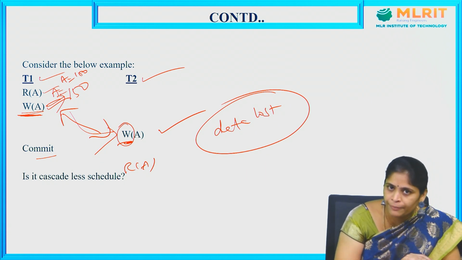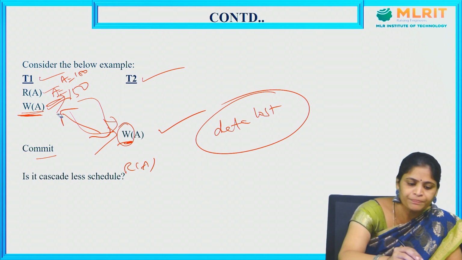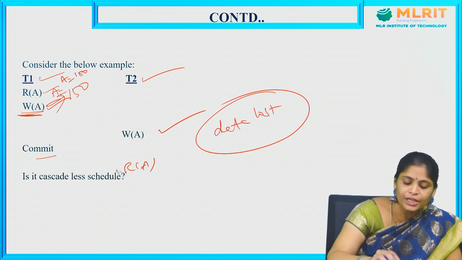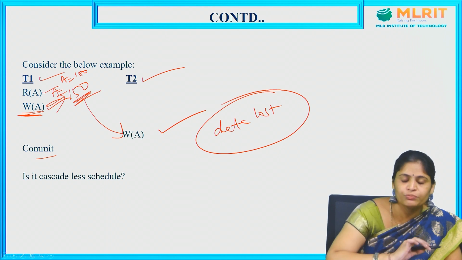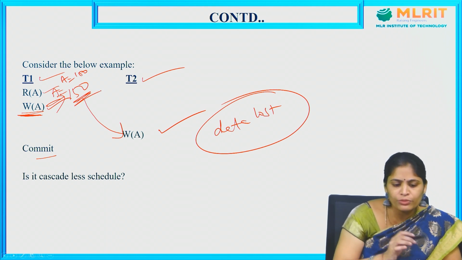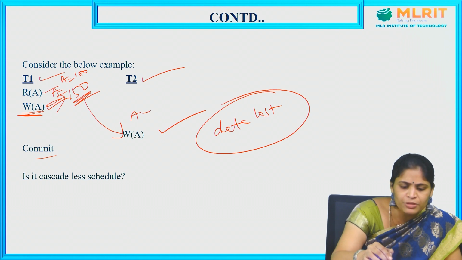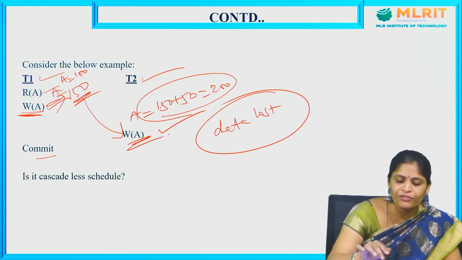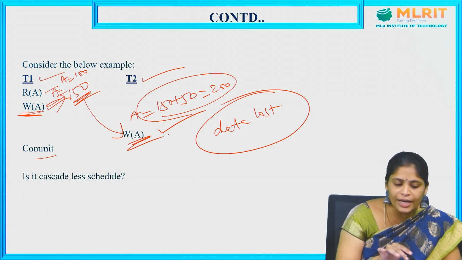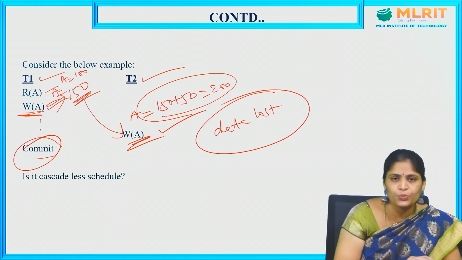Before committing, T2 came in the middle and it wants to update this value. That means adding one more 50. So A becomes 150 plus 50, that is 200. A becomes 200. Now what is the recent value of A here? 200.